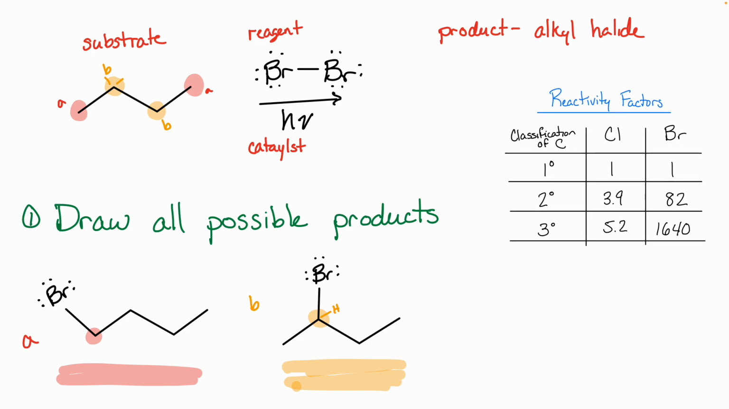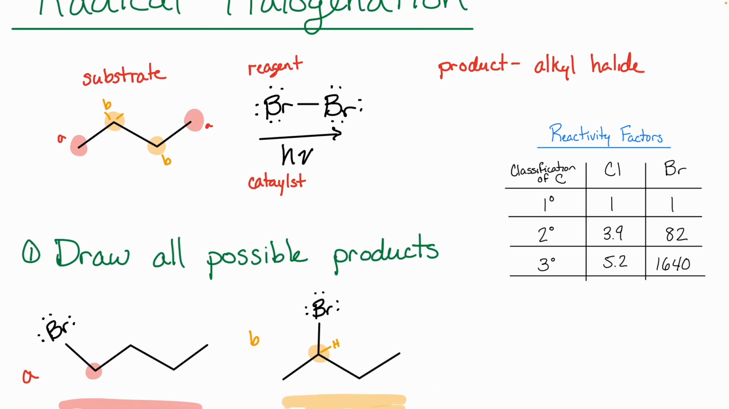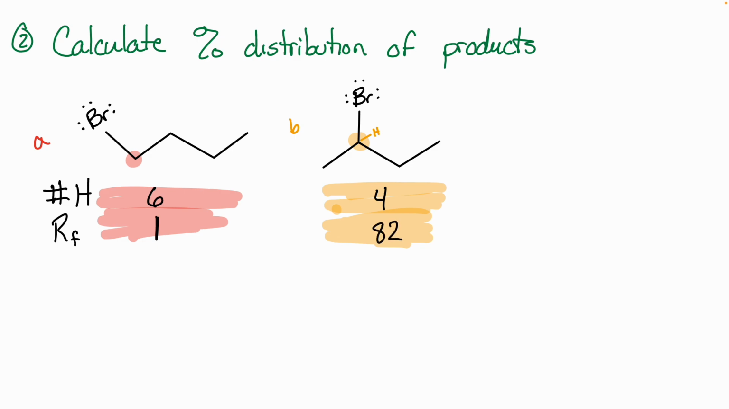So that red group, what reactivity factor would I use? Is that a primary, secondary, or tertiary carbon? Primary. So then I'm going to go for bromine. A primary carbon has a reactivity factor of 1. And what about my orange carbon? Primary, secondary, tertiary. Secondary, so my reactivity factor for a secondary carbon with bromine is 82. Okay, so now we're going to calculate number of hydrogens times that reactivity factor. All right, 6 times 1, I'm pretty confident about, that's 6. 4 times 82 is 328.